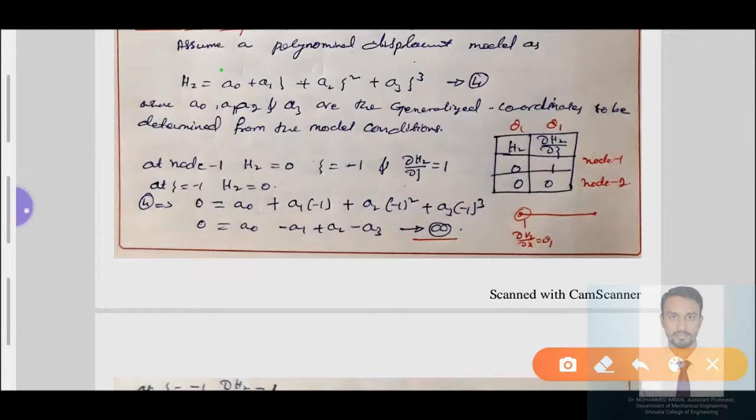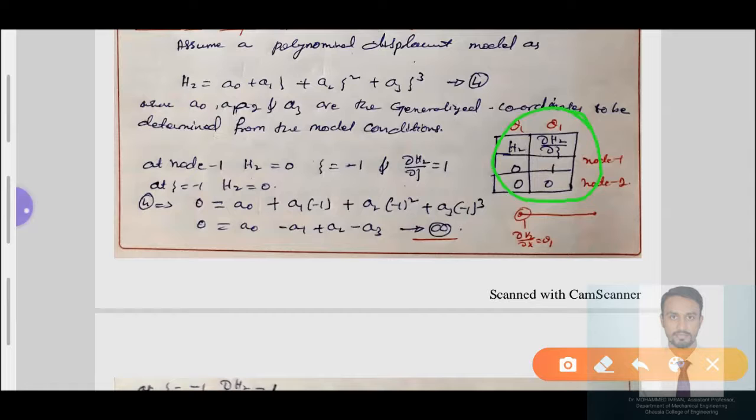Then again, unknown parameters we need to find out. A0, A1, A2 and A3 are the unknown generalized coordinate values to be determined by applying the boundary conditions at each node of the given beam element with respect to the dimensionless characteristics assumed in a natural coordinate system. I have taken the tabular column again.